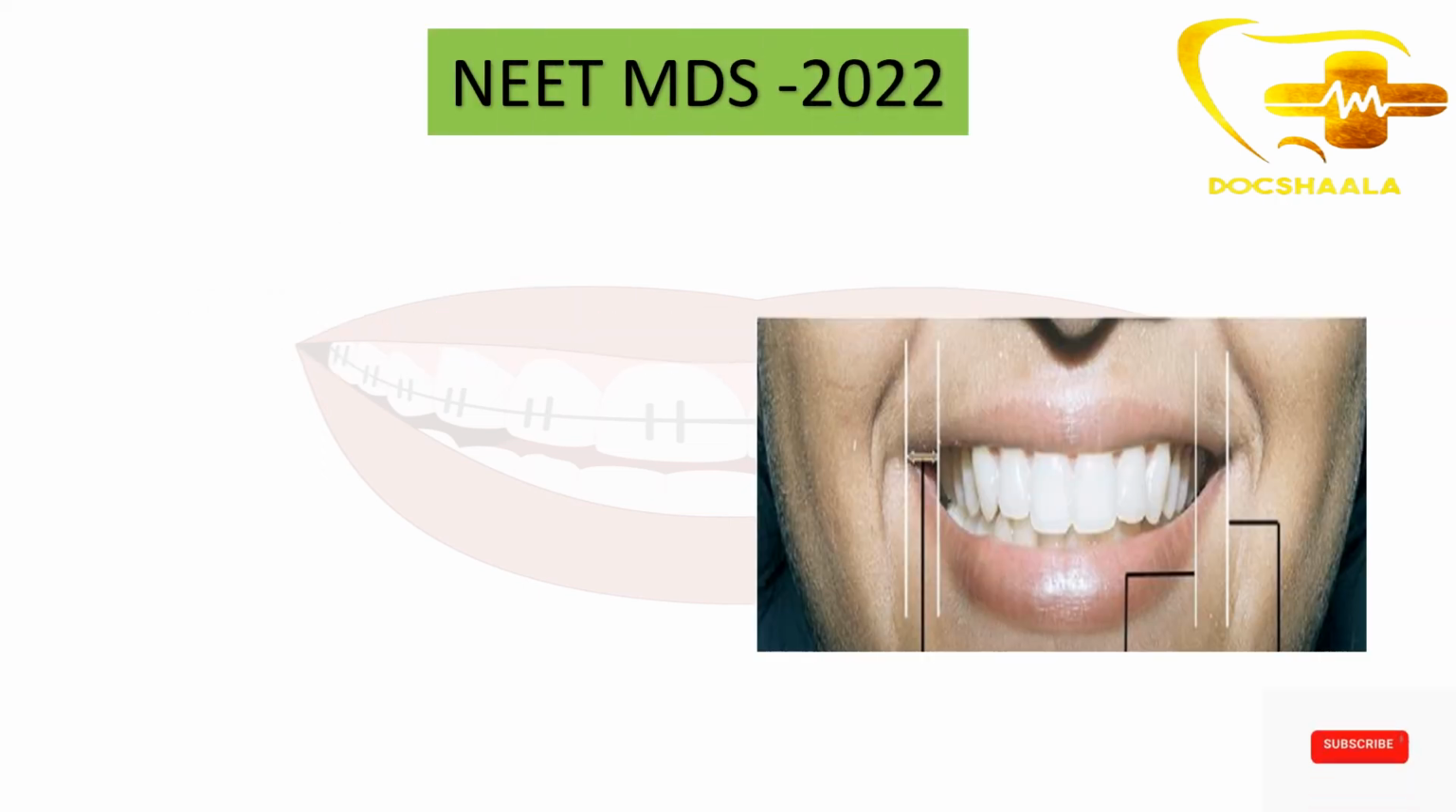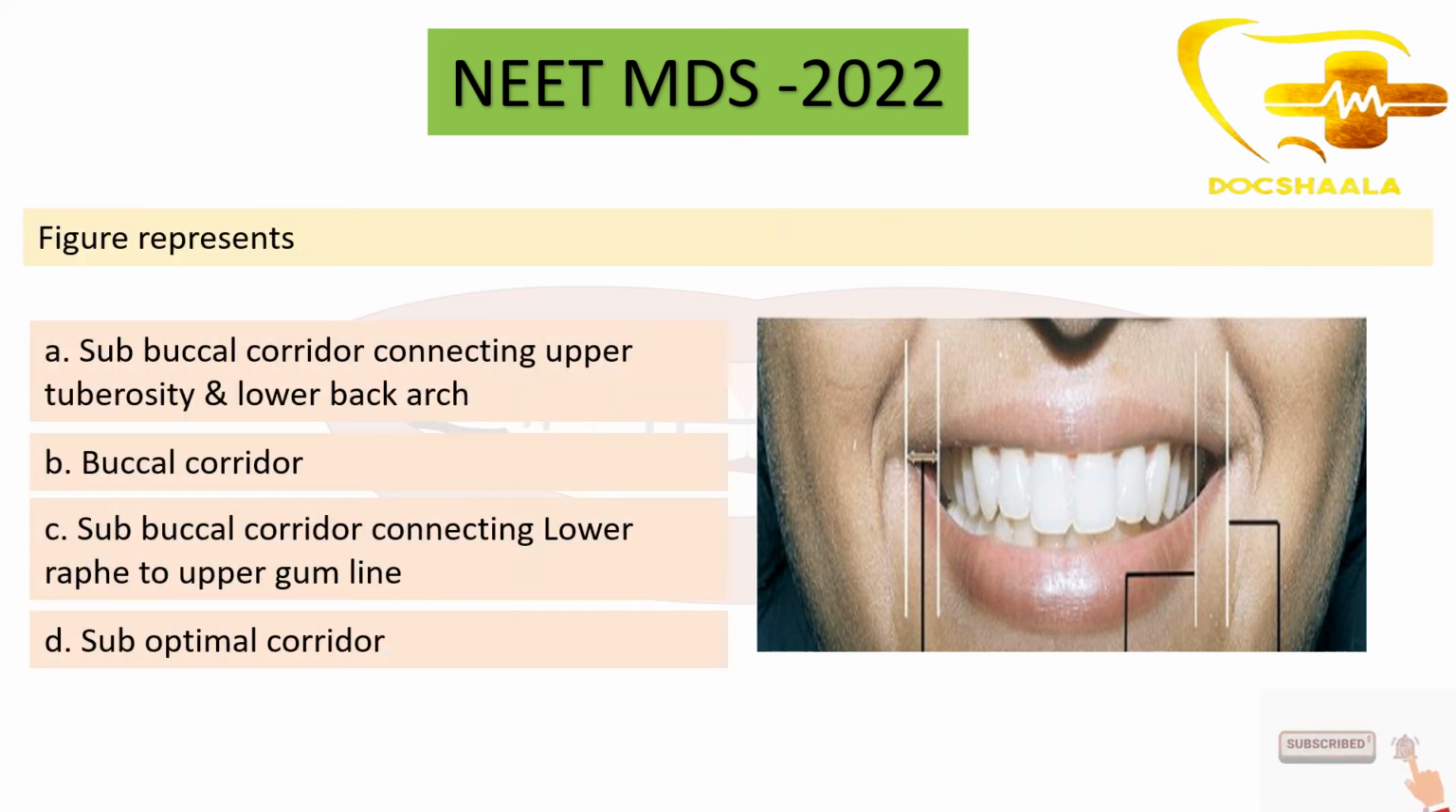So a question was asked, that is an image based question. The figure represents, so you know what the figure represents, right? Is it subbuccal corridor connecting upper tuberosity and lower back arch? Is it buccal corridor? Is it subbuccal corridor connecting lower raphe to the upper gum line? Or is it suboptimal corridor? So it is buccal corridor.